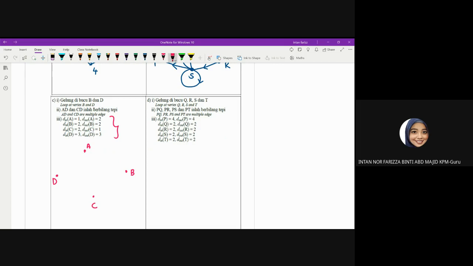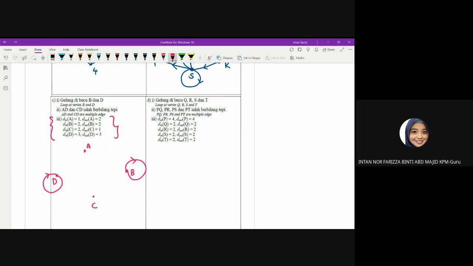That means 1 coming into A. I don't want to do this 3 first, girls. Let's do number 1 and number 2, it is easier. The first one, loop at B and D. Let's draw a loop, 1 at B, 1 at D. With the direction, remember if it is a loop, direction doesn't matter, any. So BD is done already. Now let's look at the second one. AD and CD must be multiple edges.